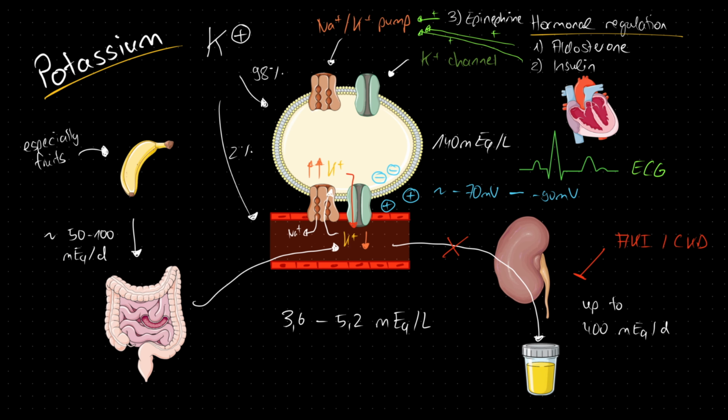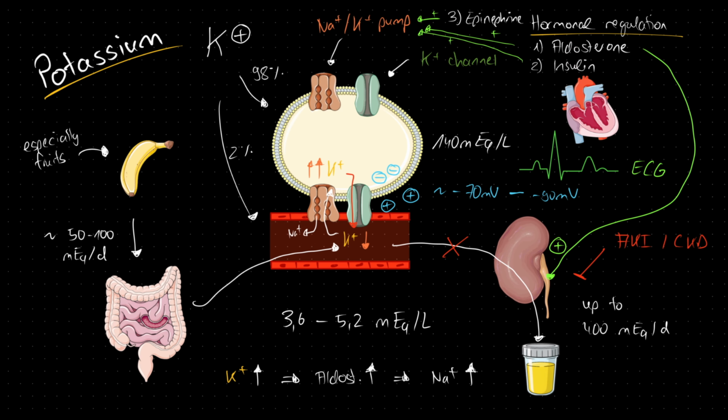Aldosterone also acts on the kidneys in the distal nephron. It has an inverse relationship with potassium. When potassium rises, aldosterone increases to promote renal potassium excretion while retaining sodium. So aldosterone and potassium move opposite, but aldosterone and sodium move together.